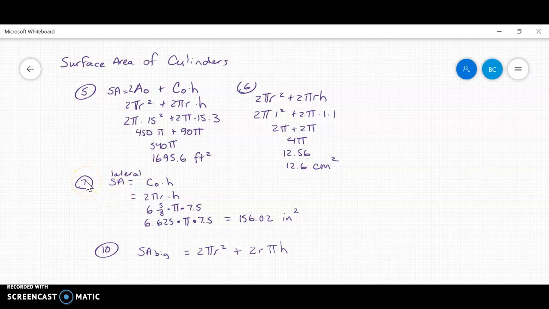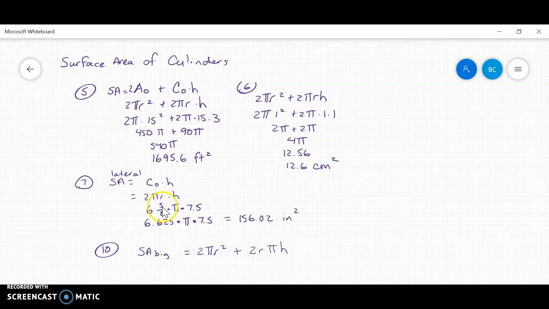On problem number 7, it asks just for the lateral surface area, so I don't need the area of the bottom and the top. I just need the area of that rectangular lateral face, so that's going to be the circumference of my circle times the height. This one was tricky only because it has fractions and decimals. I think this was written as 7.5.